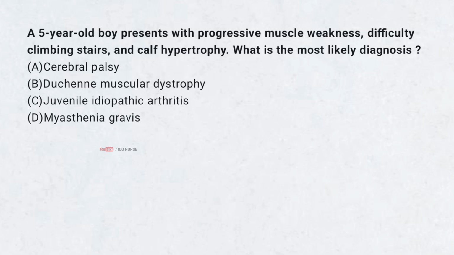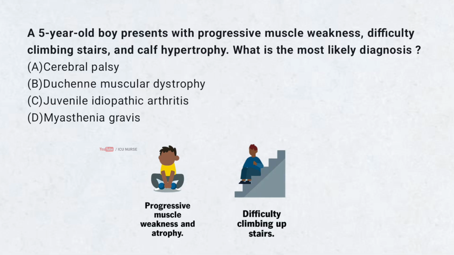A 5-year-old boy presents with progressive muscle weakness, difficulty climbing stairs, and calf hypertrophy. What is the most likely diagnosis? A. Cerebral palsy. B. Duchenne muscular dystrophy. C. Juvenile idiopathic arthritis. D. Myasthenia gravis. Correct answer B.